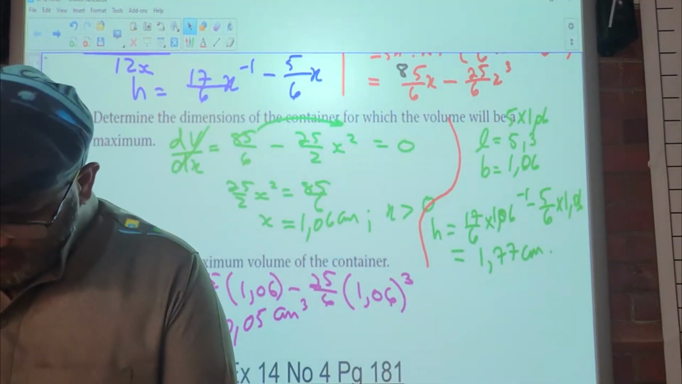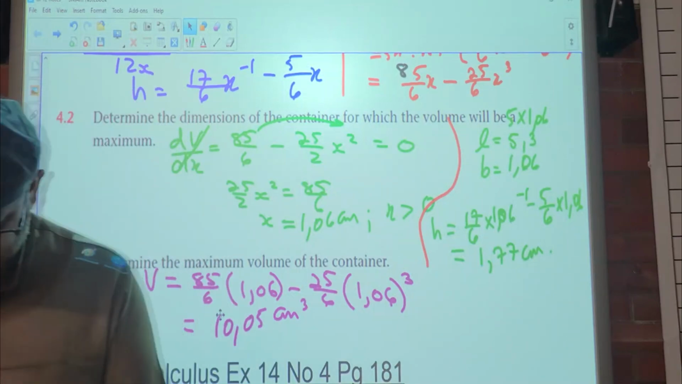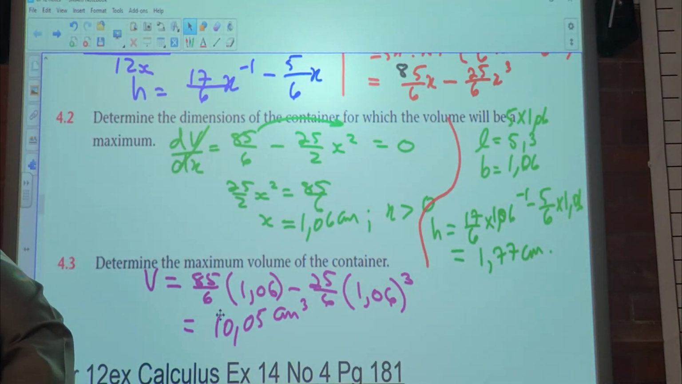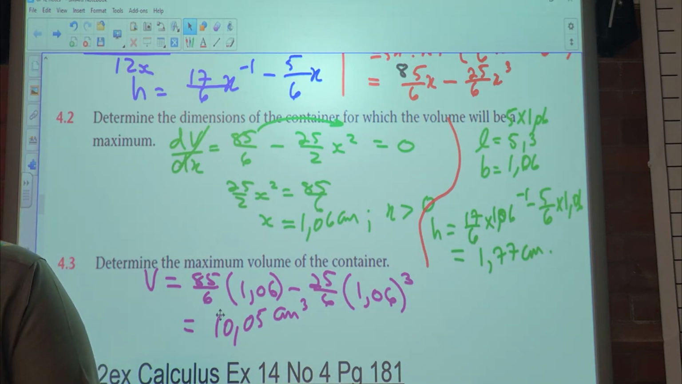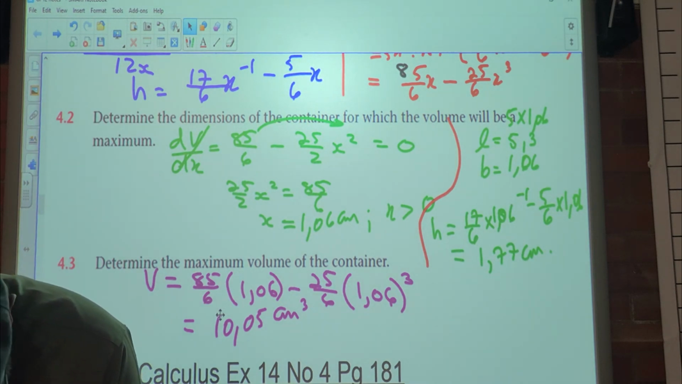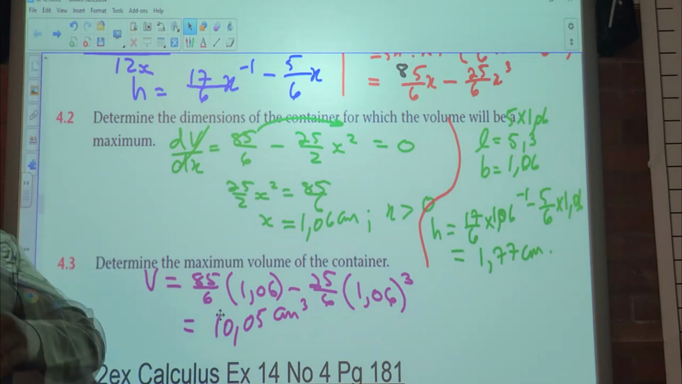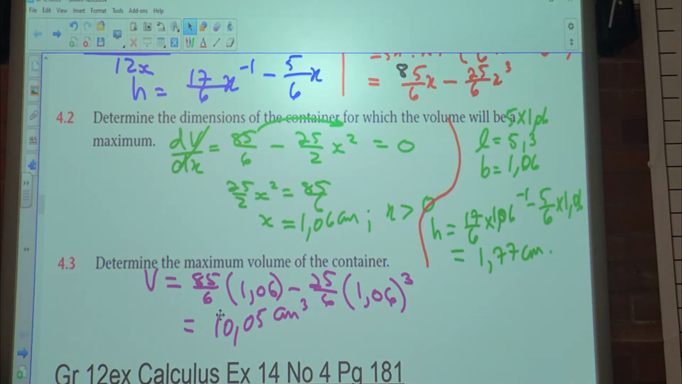Alright. Any confusion there? It's on page 181. How many sums do you have left? We have 10 sums. So I'll do number 5 in our extra lesson this afternoon, so I can load up this video today. You will enjoy the rest of your day.